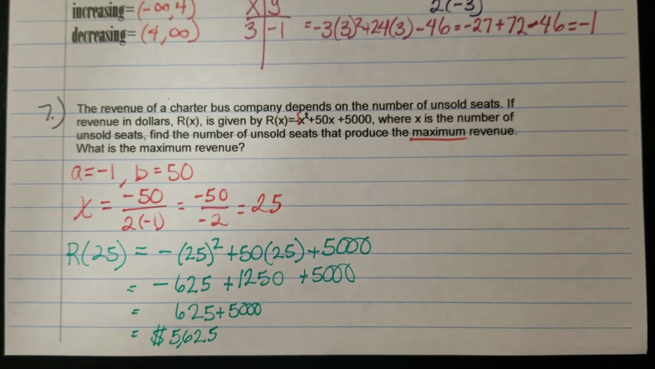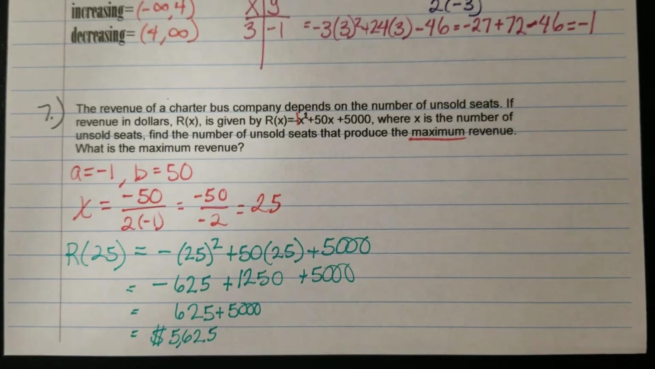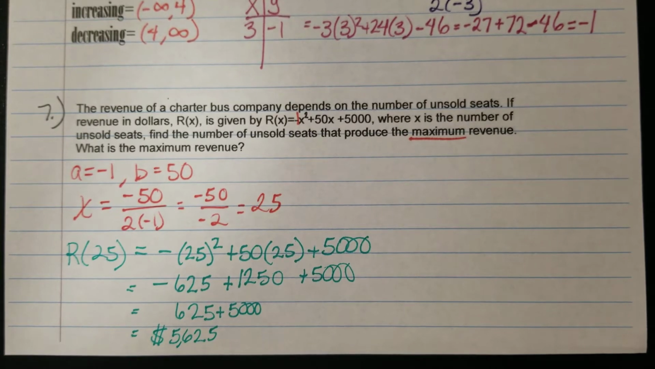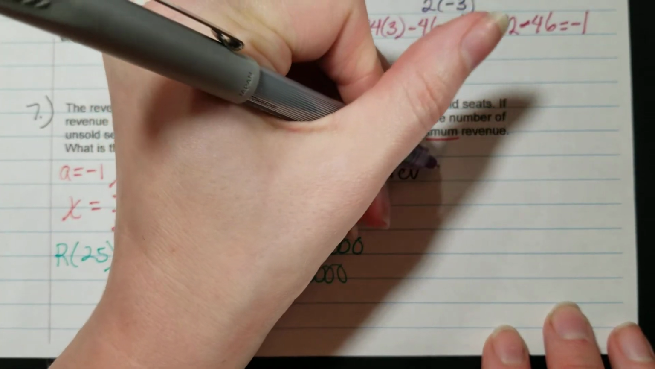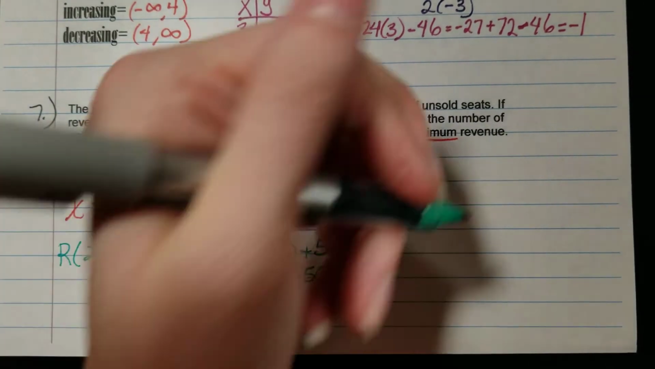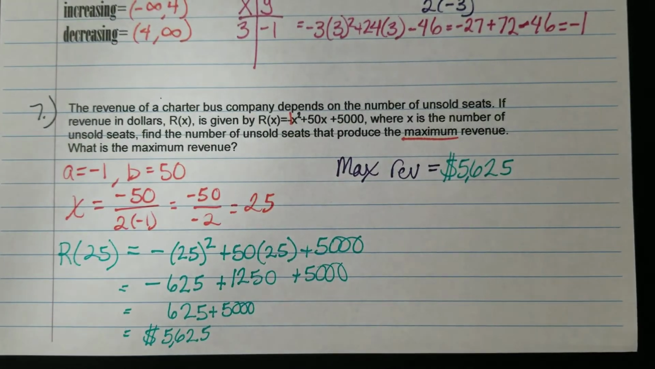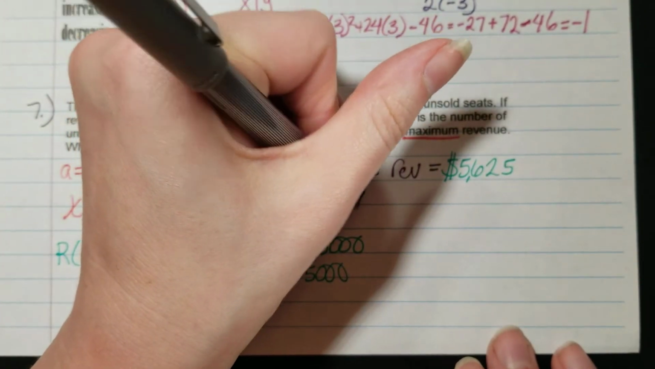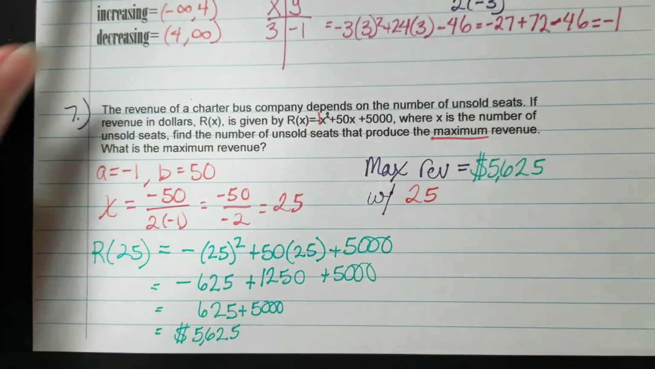All right. There we go. So again, make sure you answer the question properly based on what the variables represent and such. So the max revenue equals $5,625, and that happens with 25 unsold seats.